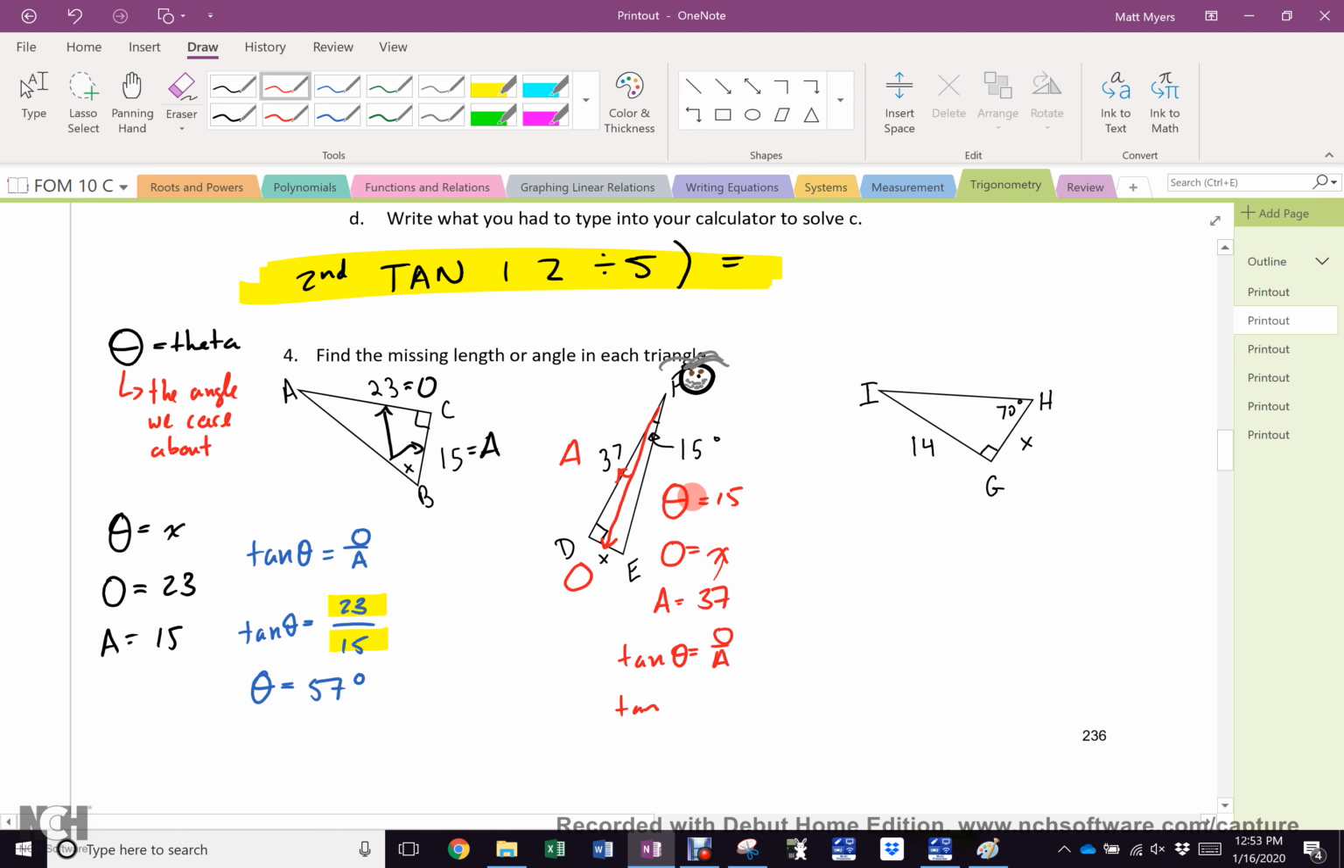The tan of, do we know what theta is? We've got it written right here. Do we know what theta is? 15. Do we know what opposite is? X. Do we know what adjacent is? 37. How do we solve that? What's our job whenever we see an x? Isolate it. How do you get rid of this divided by 37?